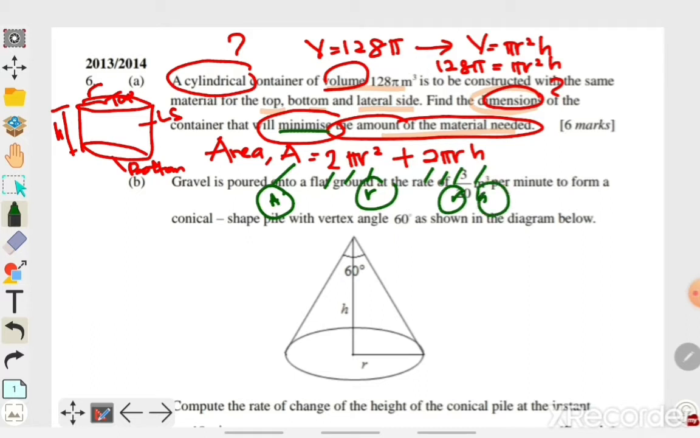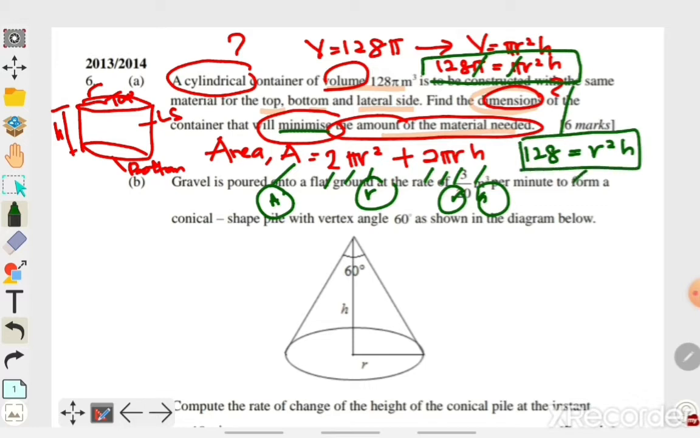So from this equation, you have one variable A on the left and two variables r and h on the right. So this is not proper. You must write the area in terms of one variable only. By referring to the original first statement, pi and pi can cancel. So now we have 128 equals r square h. From this, we can manipulate to get r square equals 128 divided by h, or h equals 128 divided by r square.